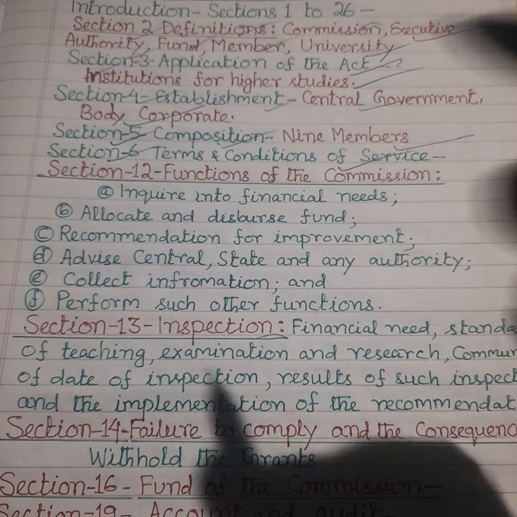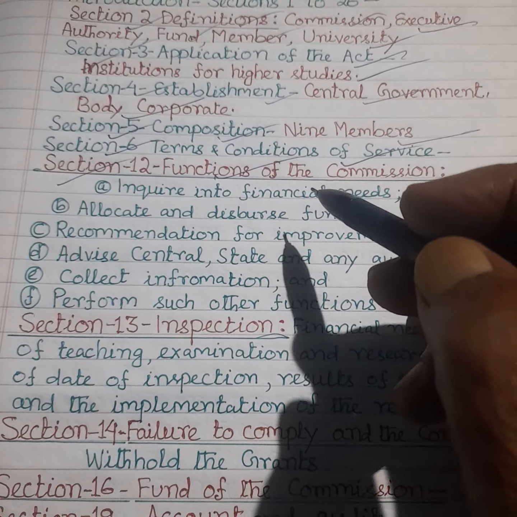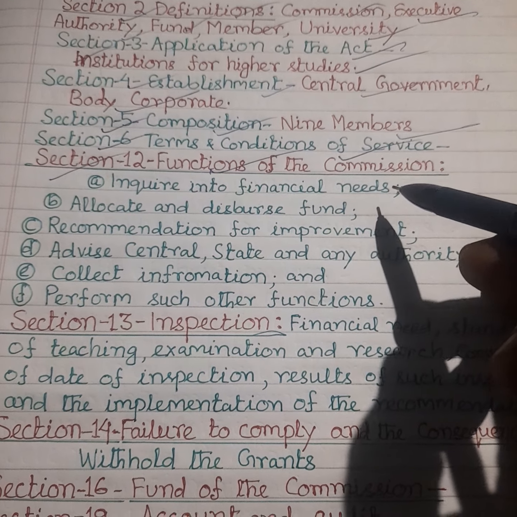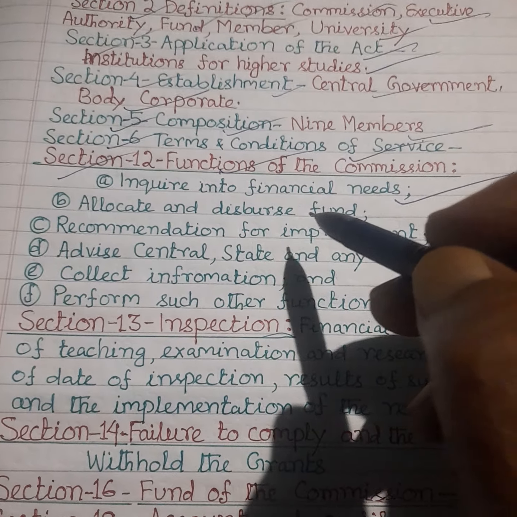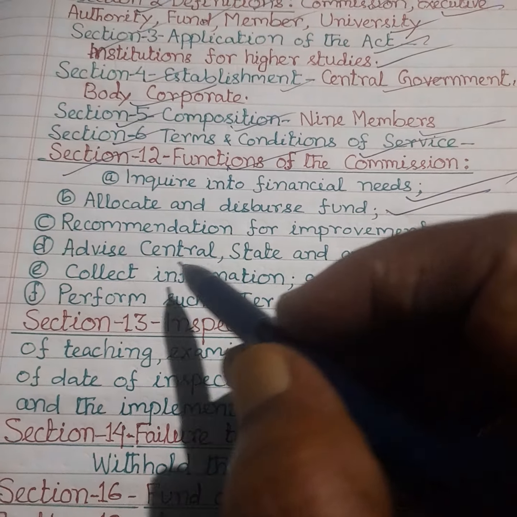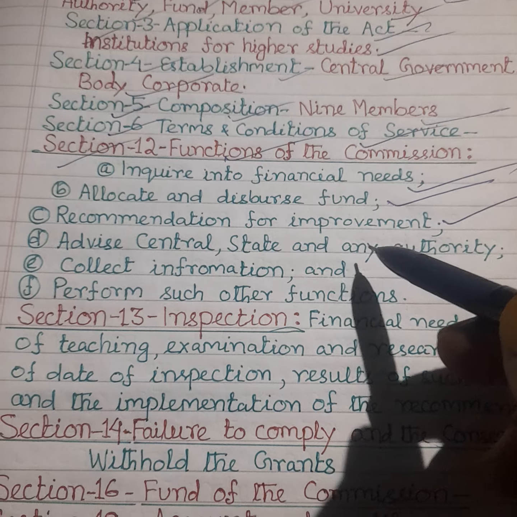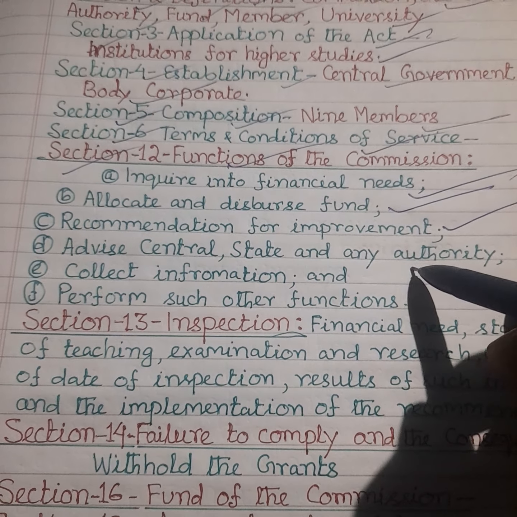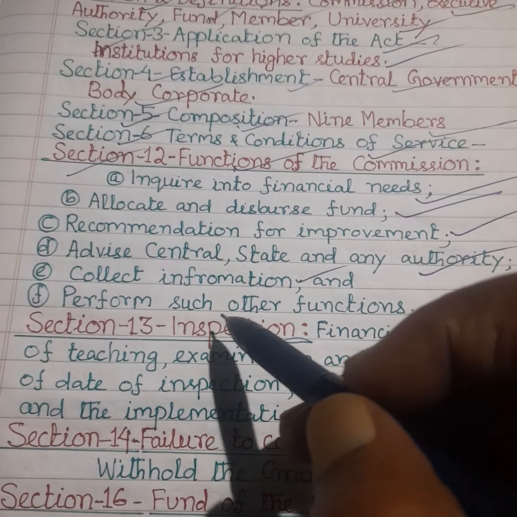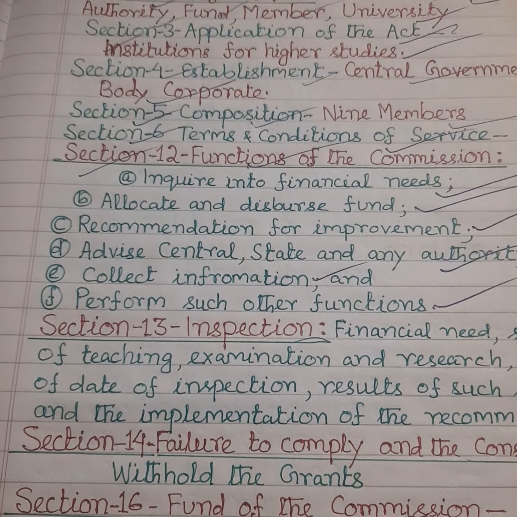And now we would like to discuss the functions of the Commission as provided under Section 12, in particular regarding inquiry into the financial needs of the colleges and universities, allocating and disbursing funds to such institutions, making recommendations for improvement, advising the central government, state government, or any other authority, collecting information and reforms, and performing such other functions as per the provisions of Section 12 of this Act.